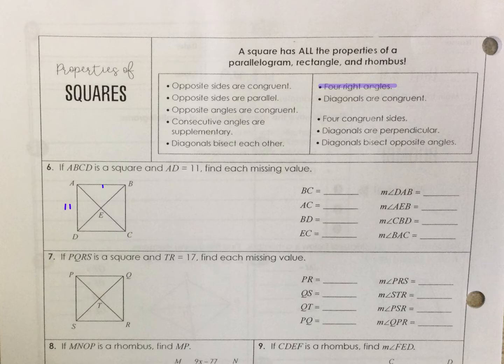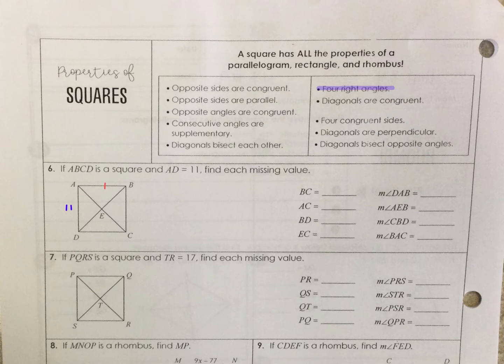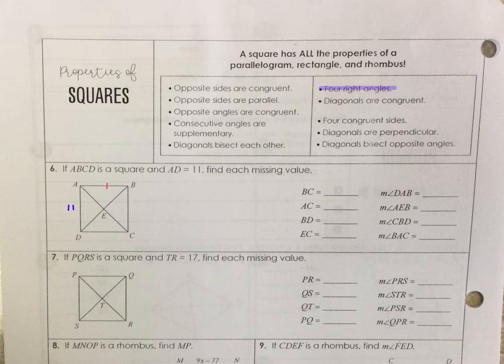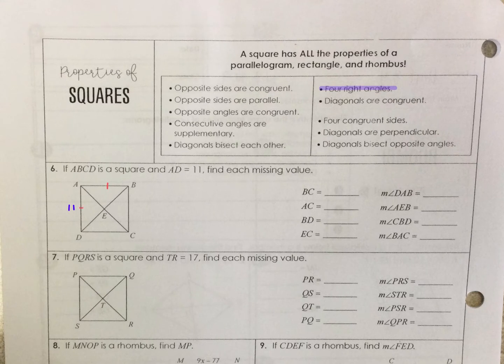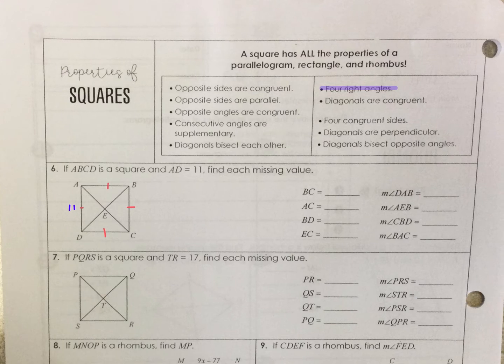Because this is a square, we know that all these sides are exactly the same. So that side's the same as that side, is the same as that side. So let's start by figuring these sides out. We also know that all the diagonals are going to be equal.